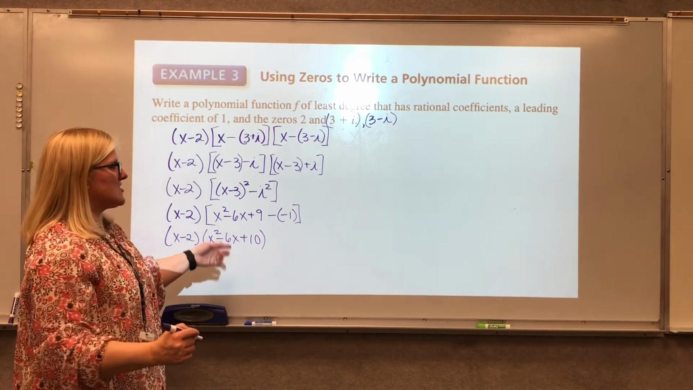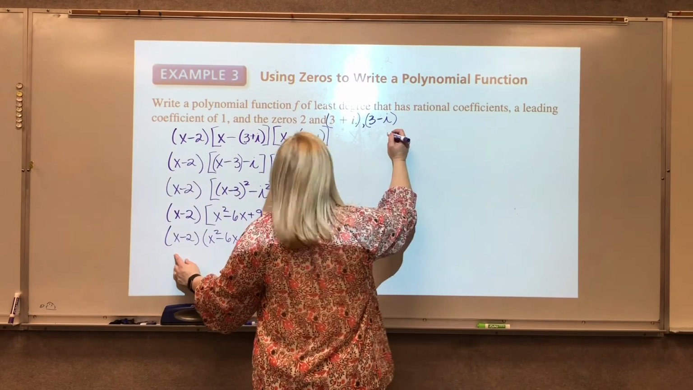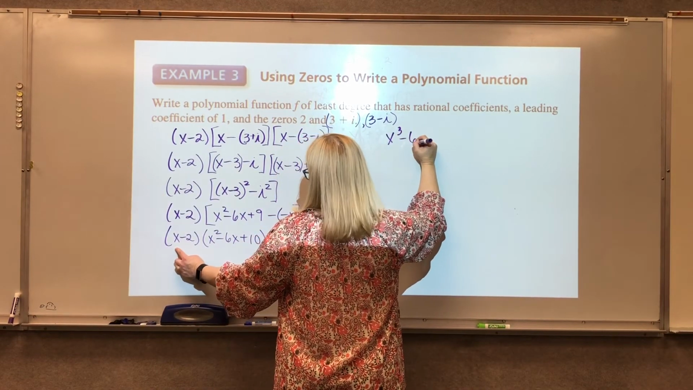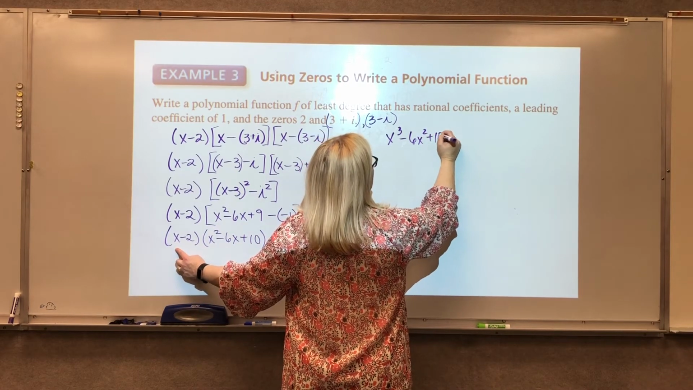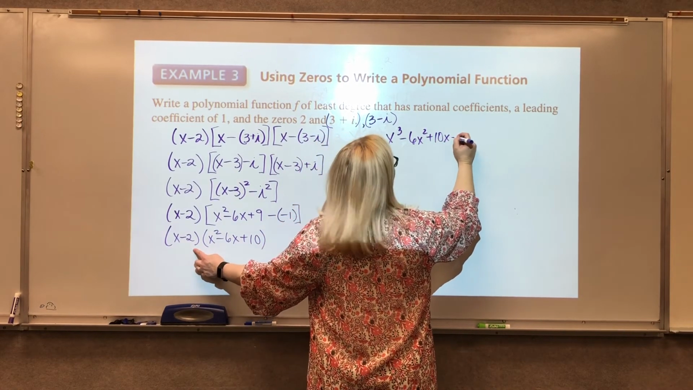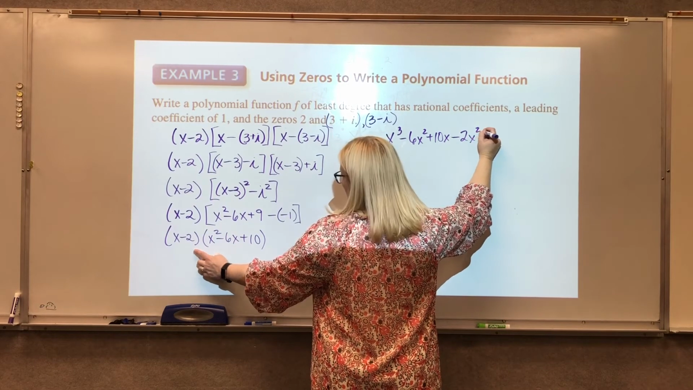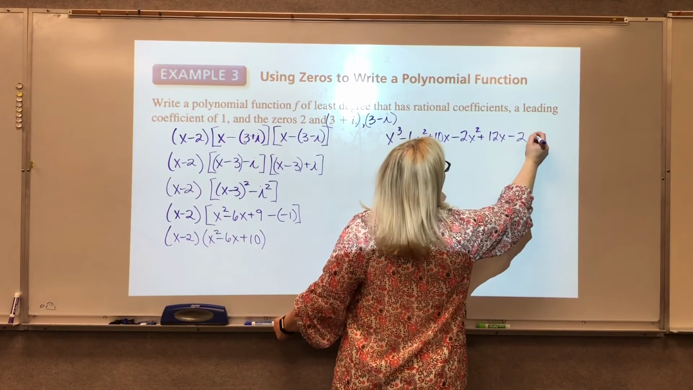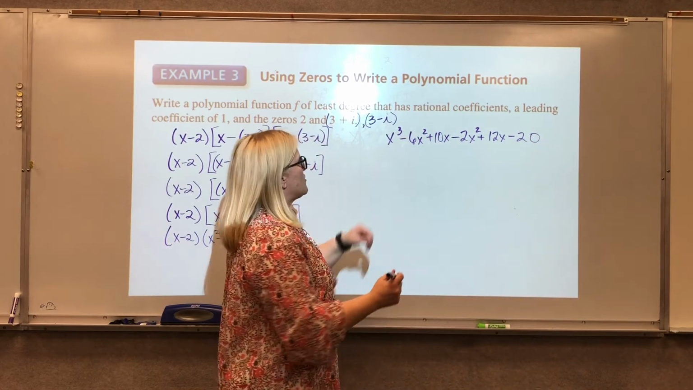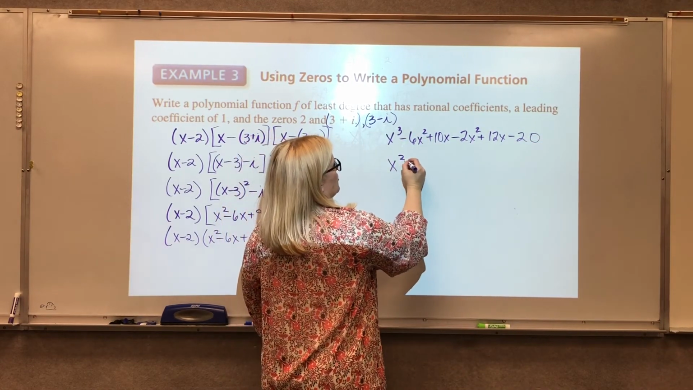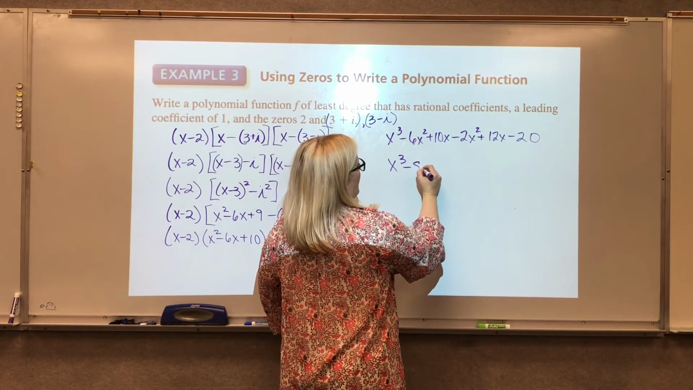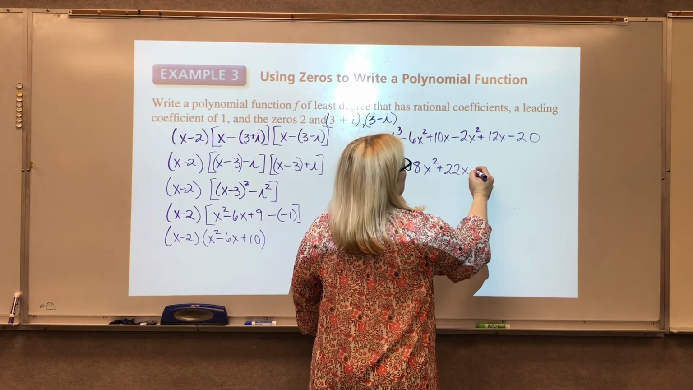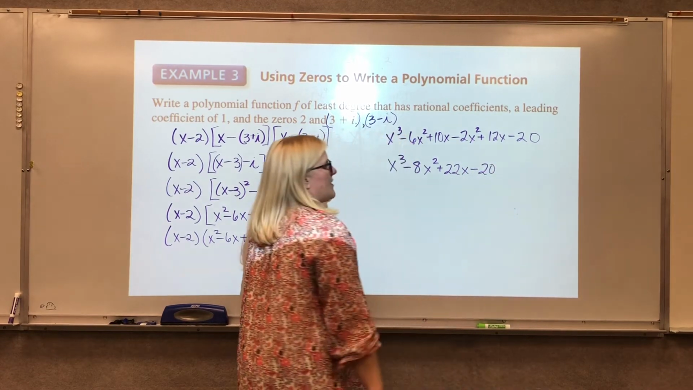And now I just multiply through. If I distribute the x, I have x cubed minus 6x squared plus 10x. And now I distribute the negative 2, I have negative 2x squared plus 12x minus 20. And now when I combine like terms, I have x cubed minus 8x squared plus 22x minus 20.